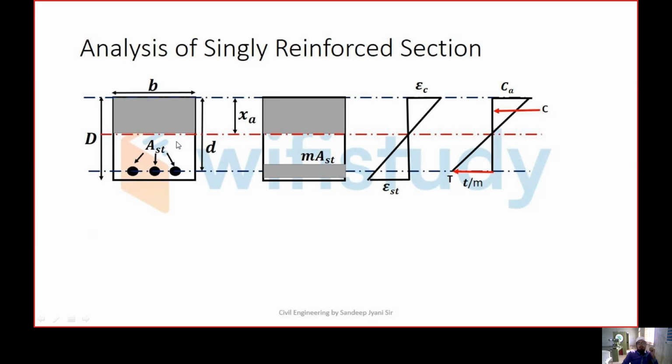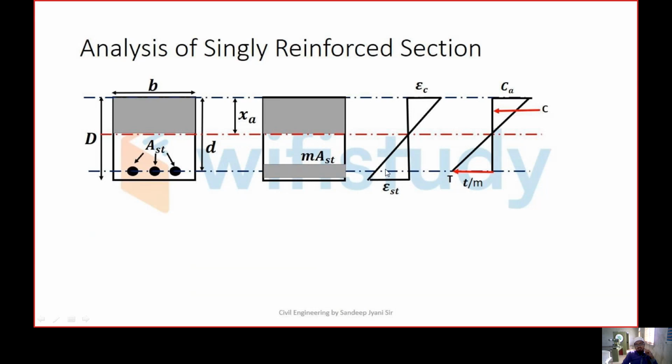Here the middle line, that is the imaginary red line, represents the neutral axis. The depth of the neutral axis from the topmost fiber of the concrete to the neutral axis is denoted by XA. And the effective depth, I already discussed in the previous class what effective depth means. From the overall depth we have to deduct the effective cover from the bottommost fiber of the concrete, then we can get the effective depth. I also discussed another term called lever arm in the previous class.